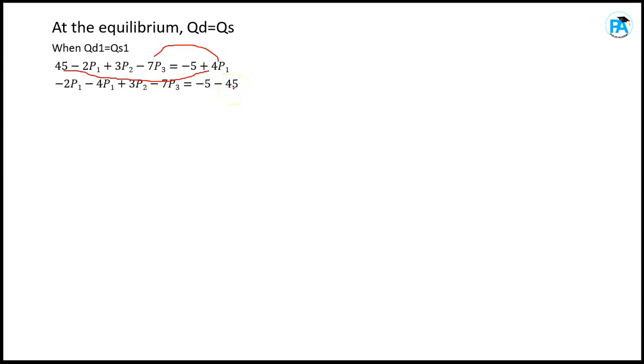I hope you're following. When you simplify it further, negative 2P1 minus 4P1 gives you negative 6P1. Be very careful with negatives, I always say this. And then plus 3P2 minus 7P3 is equal to negative 5 minus 45, which gives you negative 50. You can use your calculator for that. So this is equation 1.